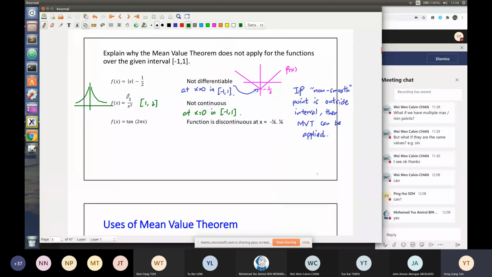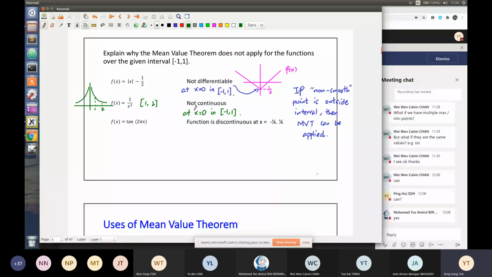The answer is yes, because x equals 0 is not inside 1, 2. So where is 1, 2? 1, 2 is here. So isn't this completely smooth here? Completely smooth and completely continuous. So you can apply MVT to 1 over x squared inside 1, 2, not across x equals 0.